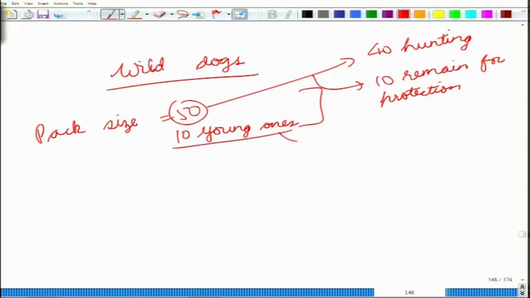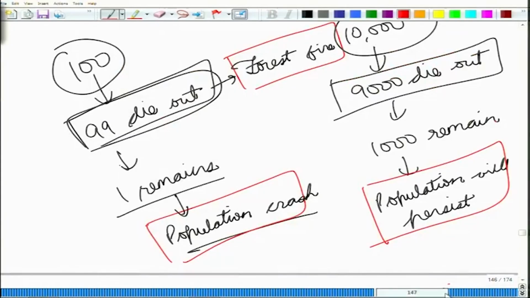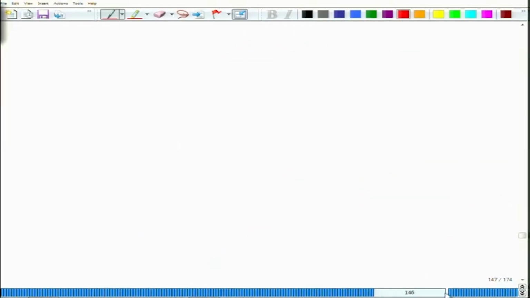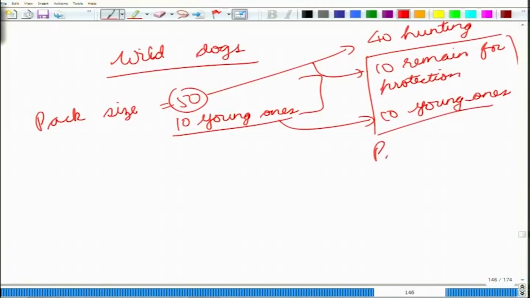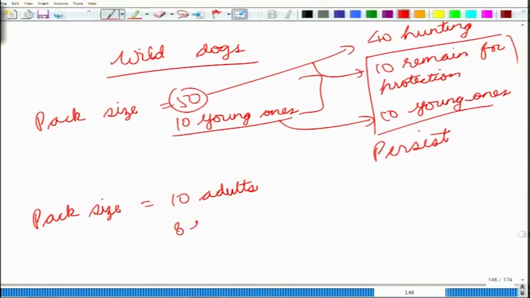You have these 10 young ones that also remain in the cave. Because you are able to spare these 10 individuals to take care of the young ones, this population is able to persist. In this case the population is able to persist because the young ones are getting protection. On the other hand, if you have a very small pack size, say 10 adults and 8 young ones.